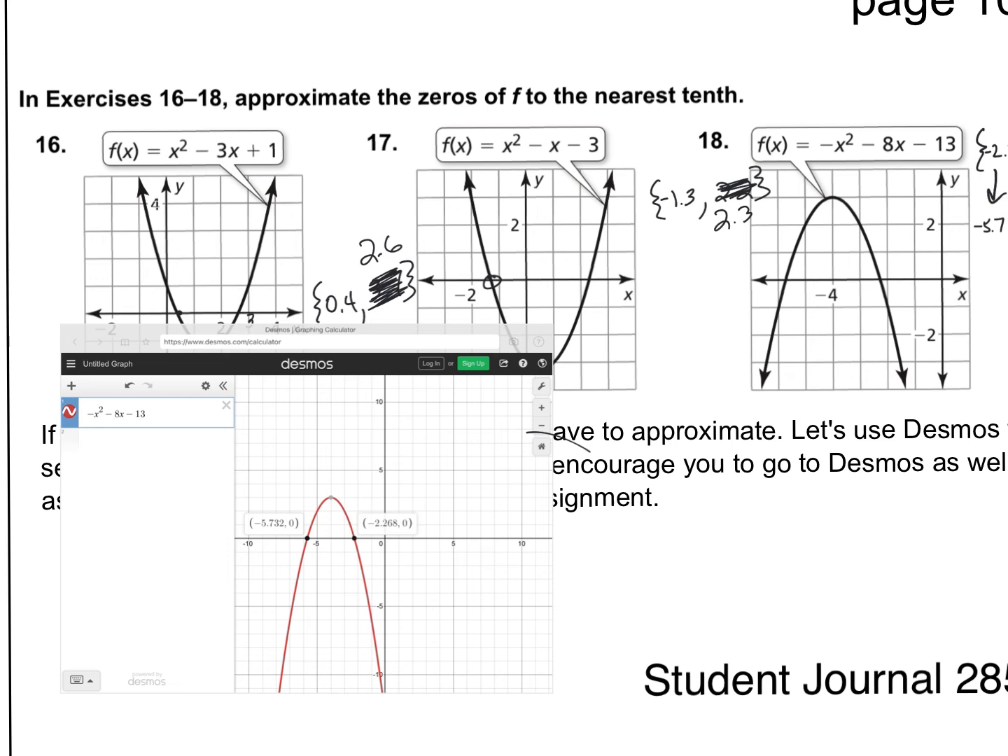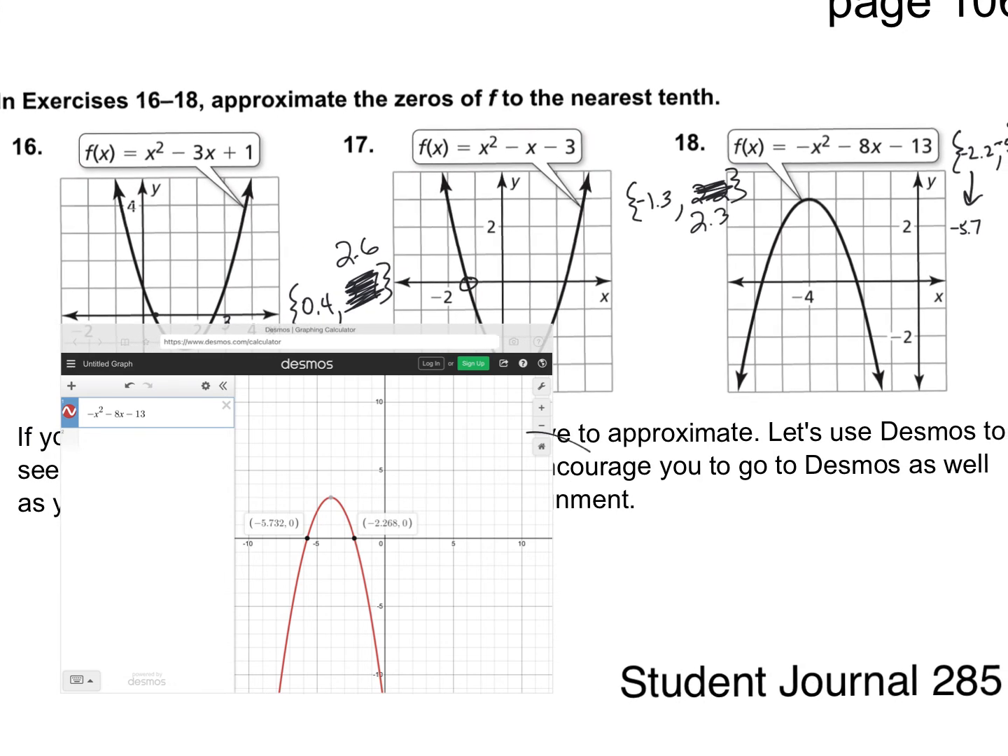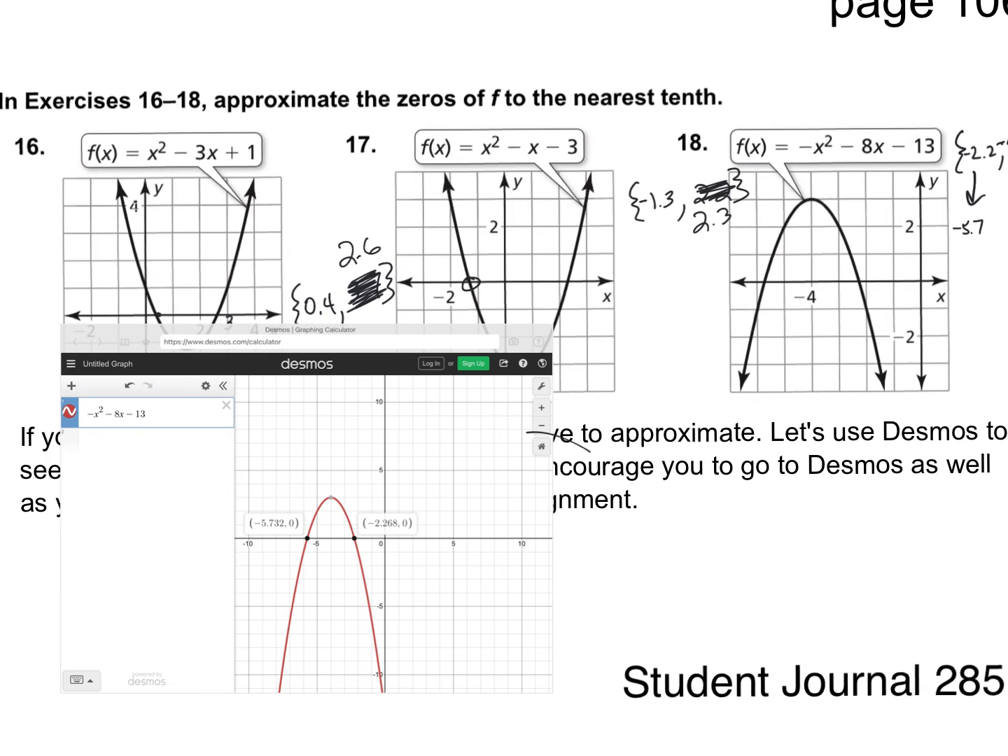And then, let's see the other one. Negative 2.26, which would be negative 2.3. So that's good. Hold on, let's see. Oh, I got negative 2.2. So negative 2.3 is the better answer. Let me fix that. Negative 2.3. Those are the approximate solutions because it's not negative 2.3, it's negative 2.268. It's not negative 5.7, it's negative 5.732. Okay, let's go on to the next one.